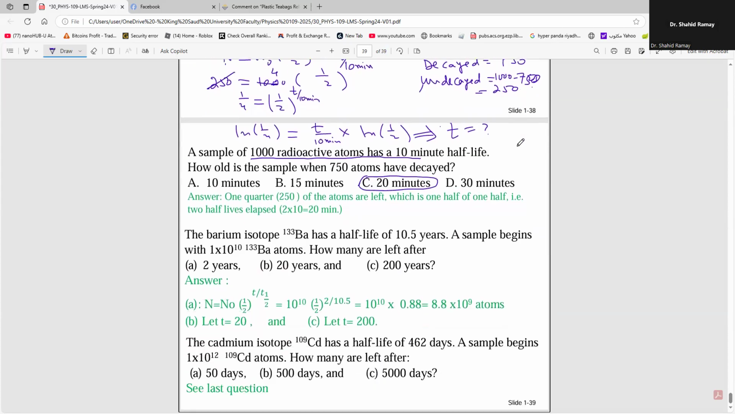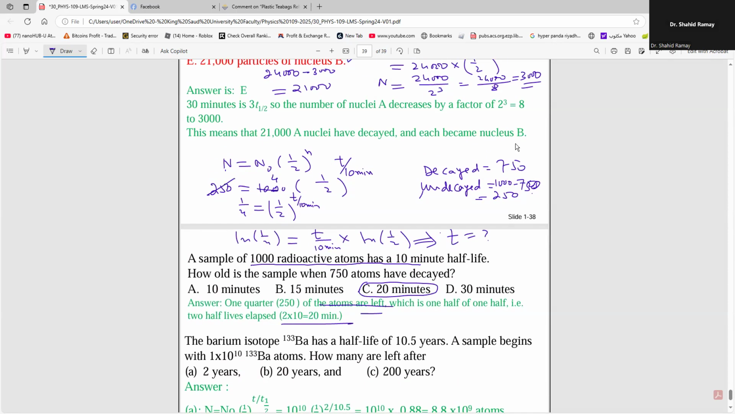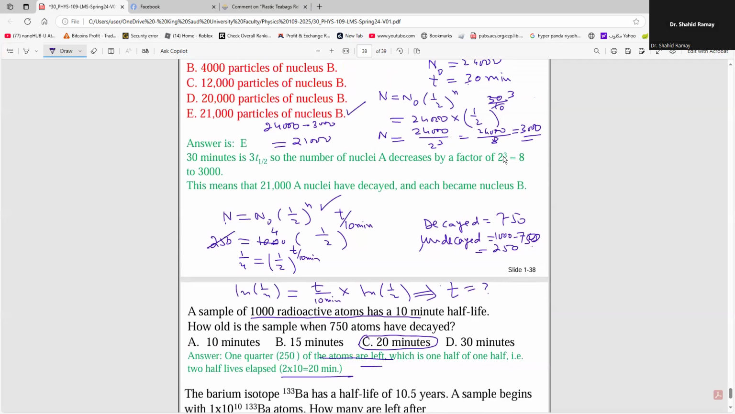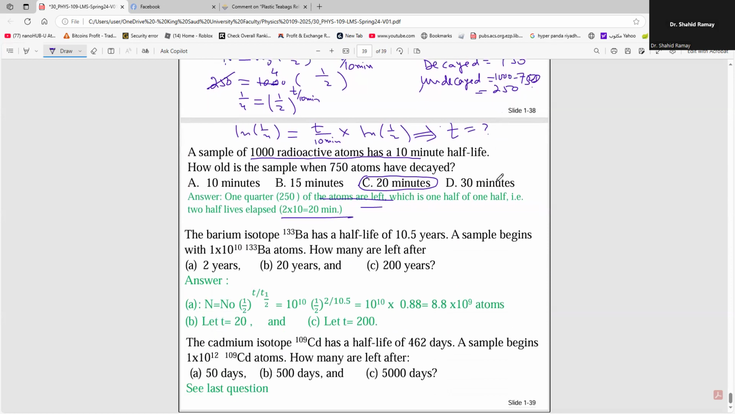Here he has solved, but he has solved in a shortcut way. But you should apply this formula in this way. First find the undecayed, because capital N means the undecayed and this is the total number. Same, the barium isotope has a half-life of 10.5. A sample begins, and now you can solve it in the same way, in the same style. How many are left? So we have to find how many are left. So find the N value.